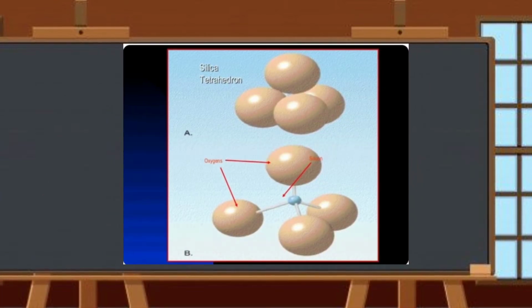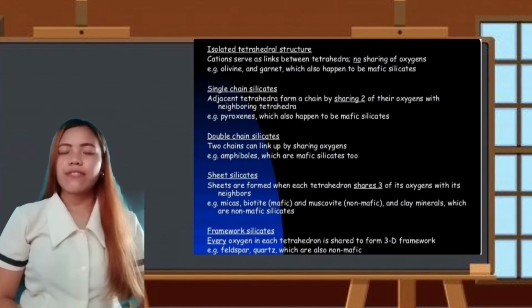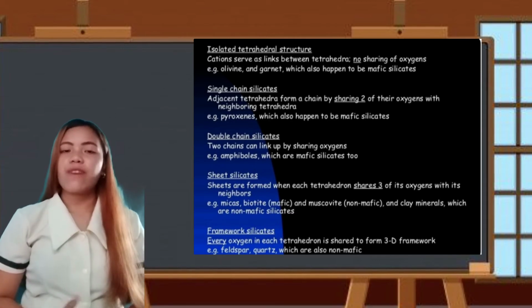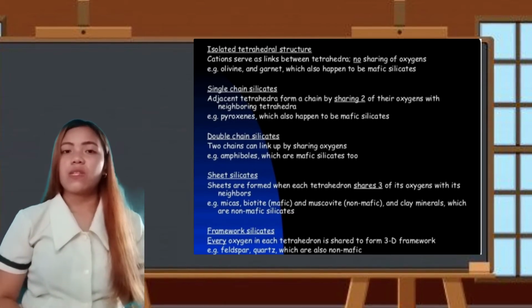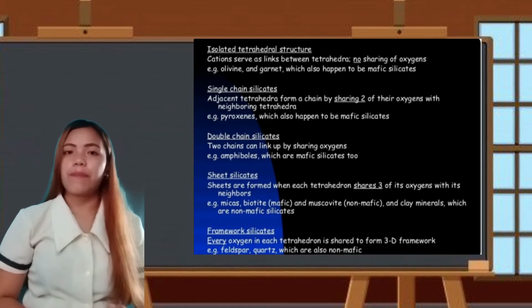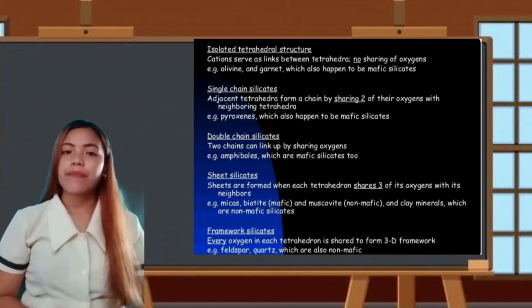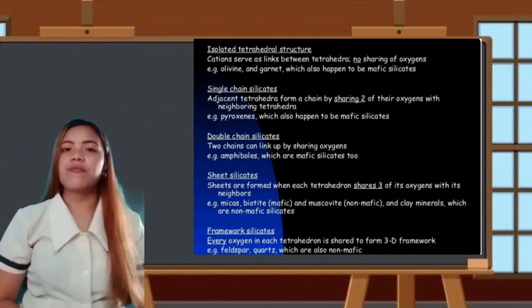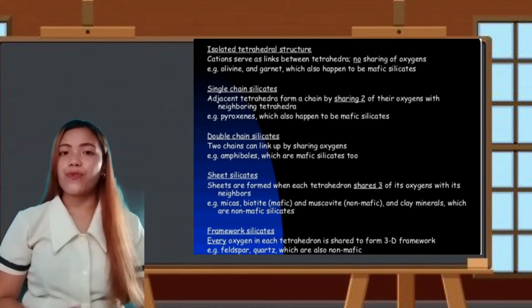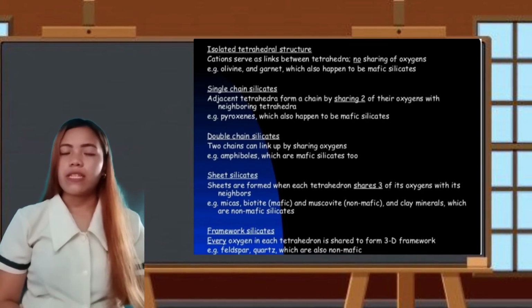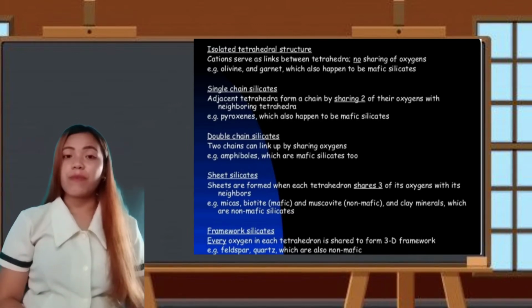Silica tetrahedron. Next is the isolated tetrahedron. Cations serve as links between tetrahedra. No sharing of oxygens. Examples are olivine and garnet, which also happen to be mafic silicates. Single-chain silicates. Adjacent tetrahedra form a chain by sharing two of their oxygens with neighboring tetrahedra. Example is pyroxenes, which also happen to be mafic silicates.